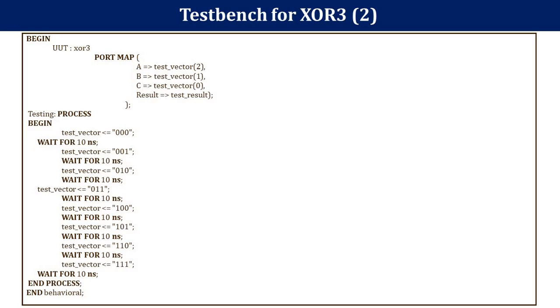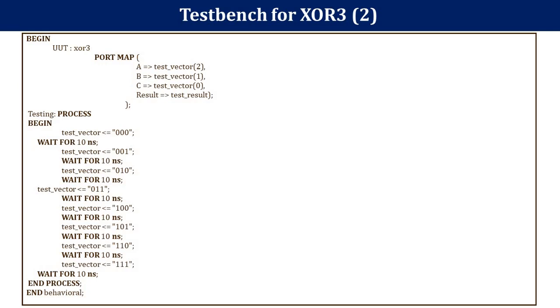After that, process begin. Here we have to mention all test vectors. For that we are going to test our XOR gate. Here, as the XOR gate is a 3-bit input, we will consider the combinations from 000 to 111. Hence, write down test vector is assigned 000.